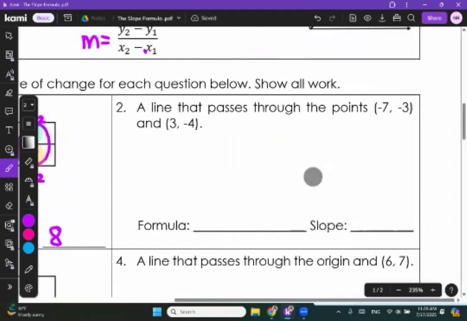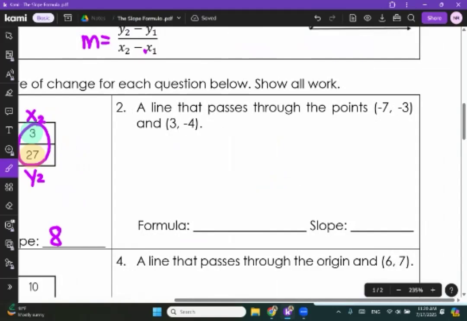Number 2, a line that passes through these specific 2 points. Now, this one, they actually give us points to use, so I guess that makes it even easier for us. Because this is the first point that they give us, we'll label it as x1, y1.